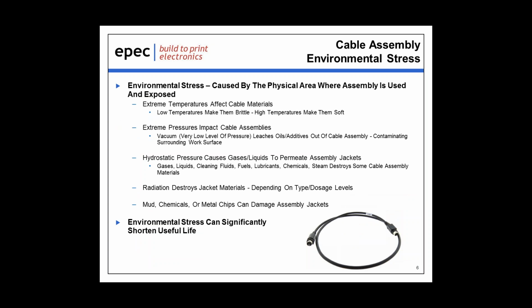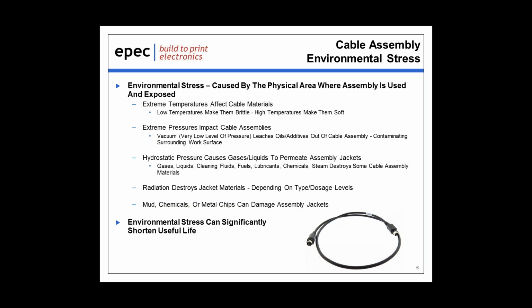The environmental stresses that an assembly sees are many times associated with temperatures and fluid exposure. Extreme temperatures can cause compounds to become brittle if the temperature is too low, or it can cause them to become soft if the temperature is too high. If an assembly is exposed to a vacuum, certain compounds will leach oils from the jacket, which then contaminate surrounding surfaces. For instance, a compound like that you would not want to sterilize or send into any type of low pressure environment. The oil could come out and contaminate assemblies, contacts, or any other type of machinery that's around it.